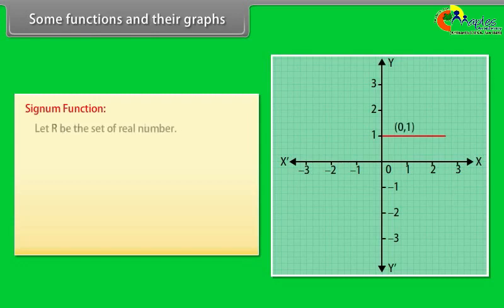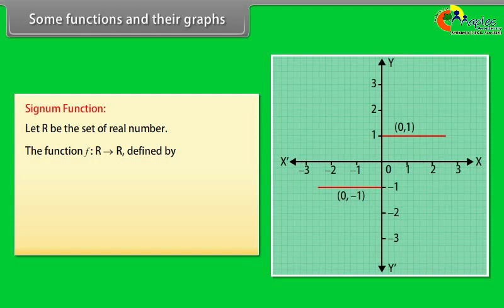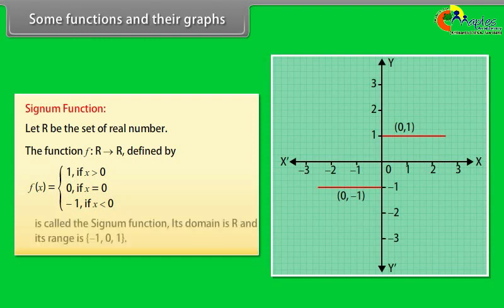Signum function. Let R be the set of real numbers. F is a function from R to R defined by f of x is equal to 1 for x greater than 0, f of x is equal to 0 for x equal to 0, f of x is equal to minus 1 for x less than 0, is called the signum function. Its domain is R and its range is {minus 1, 0, 1}.